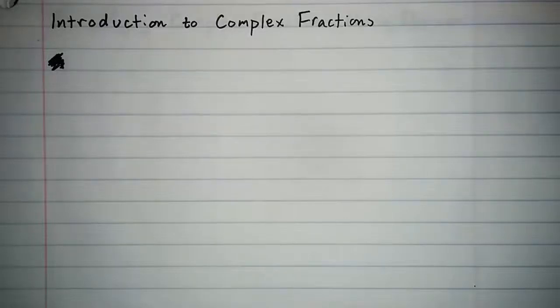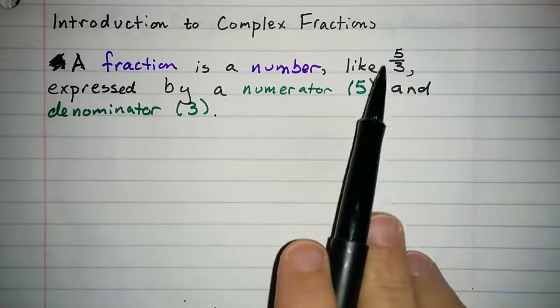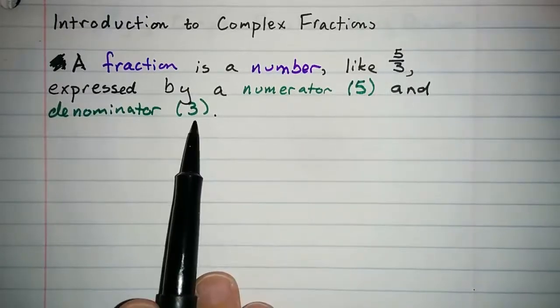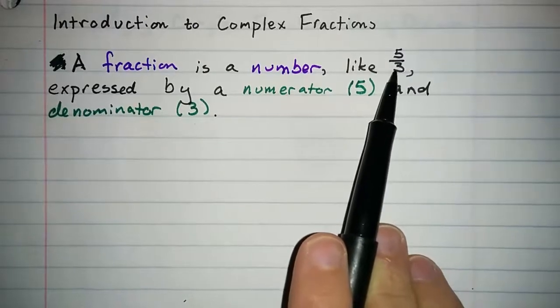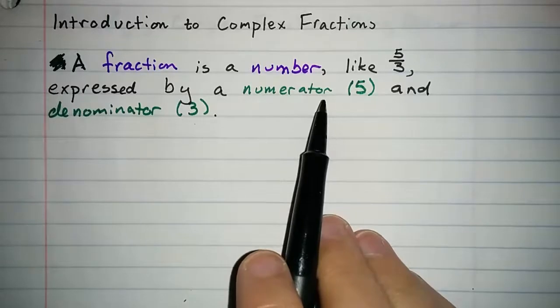Extend our idea of what a fraction is a little bit. Remember what a fraction is. A fraction is a number like 5/3. It's expressed with a numerator, in this case 5, and a denominator, in this case 3. Remember, the numerator enumerates. It says how many.